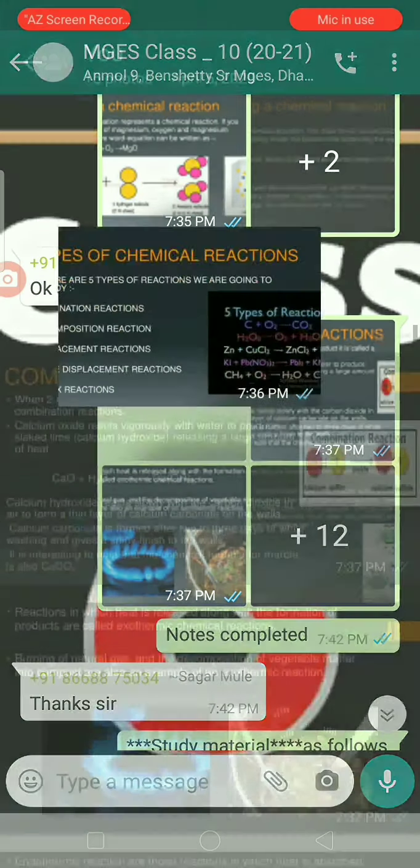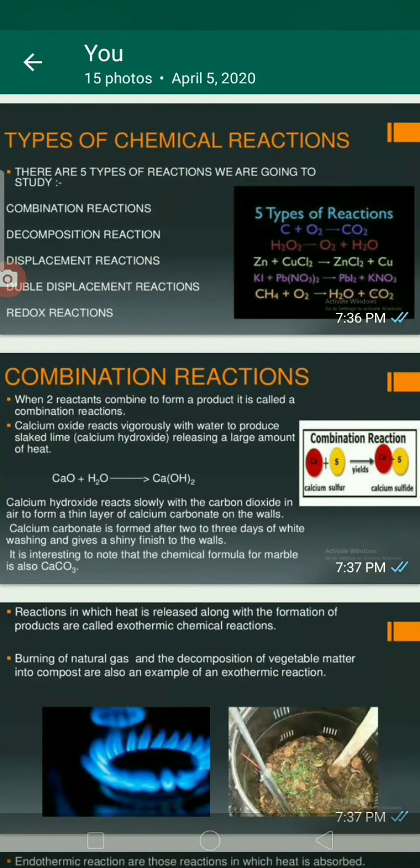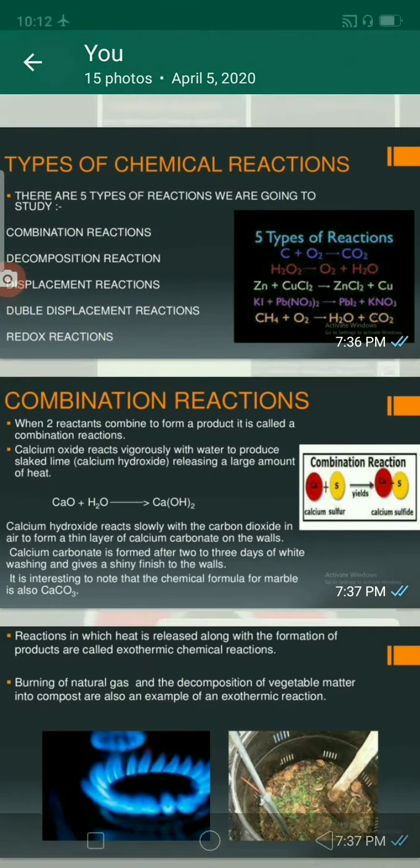Hi everyone. So today we are going to revise the second part of chemical reactions and equations that we already studied, that is, how to write a chemical reaction and how to balance it. So let's start the second part of the chapter, the types of chemical reactions. We already studied a couple of things like combination reaction, displacement reaction, decomposition, but I will start from the beginning.